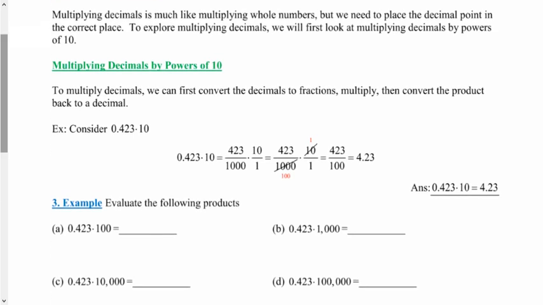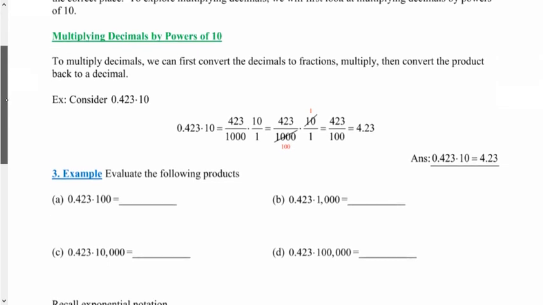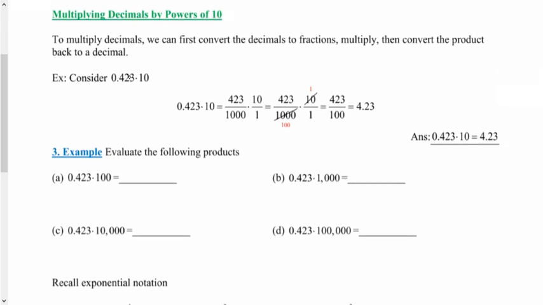So to start out with, when we multiply by powers of 10, if you think about 0.423 times 10, we could write it out like this. 0.423 would be 423 thousandths times 10, and then we do a little swipe. We'll cancel here, and then that takes us down to just 423 hundredths. So it went from 0.423 times 10 to 4.23. Okay, so let's keep that in mind as we begin to work through these.